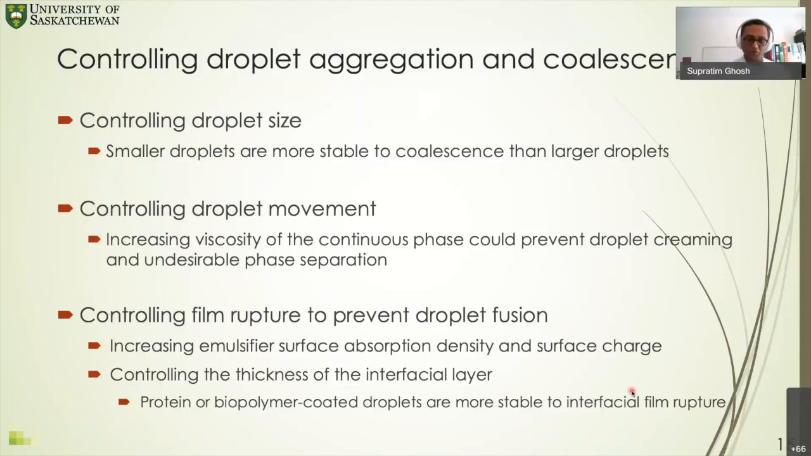You can also increase emulsifier surface adsorption and charge. So more emulsifier gets adsorbed, so you add more emulsifying protein to make the emulsion. But it's not that if you add more, you always get more stability. There are obviously other challenging factors. But absolutely, you need to make sure that the thickness of the interfacial layer is enough. For example, protein or biopolymer coated droplets are more stable to interfacial film rupture. That's why proteins are great candidates to create this kind of structured emulsion, and pulse proteins are obviously really good in this case.